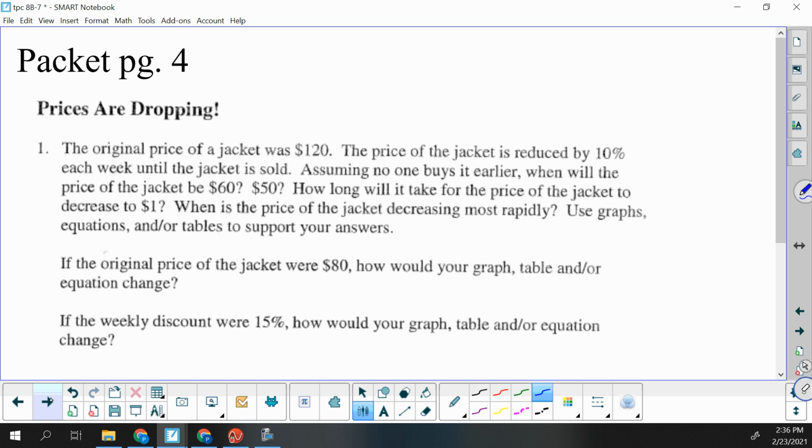So in this question, we have a lot of different questions embedded with it, so we're going to number them as we go. The original price of the jacket was $120. The price of the jacket is reduced by 10% each week till the jacket is sold. Assuming no one buys it earlier, when will the price of the jacket be $60? So that's our first question we have to answer.